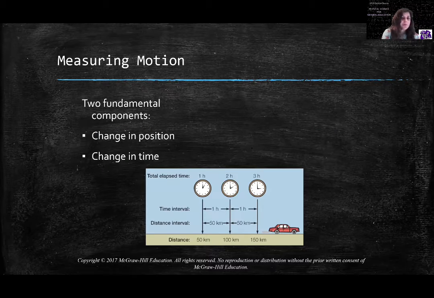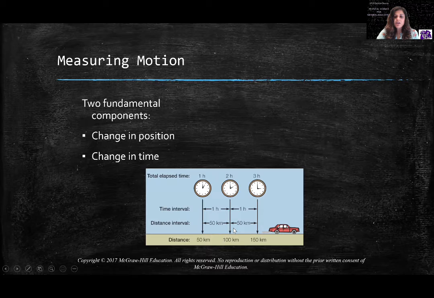All right, so here are the key fundamental parts of motion. We have a change in position and a change in time. So let's look at what we have here. We're looking at the clock, and it's 1 o'clock. And after 1 hour of traveling in our car, we traveled a distance of 50 meters.